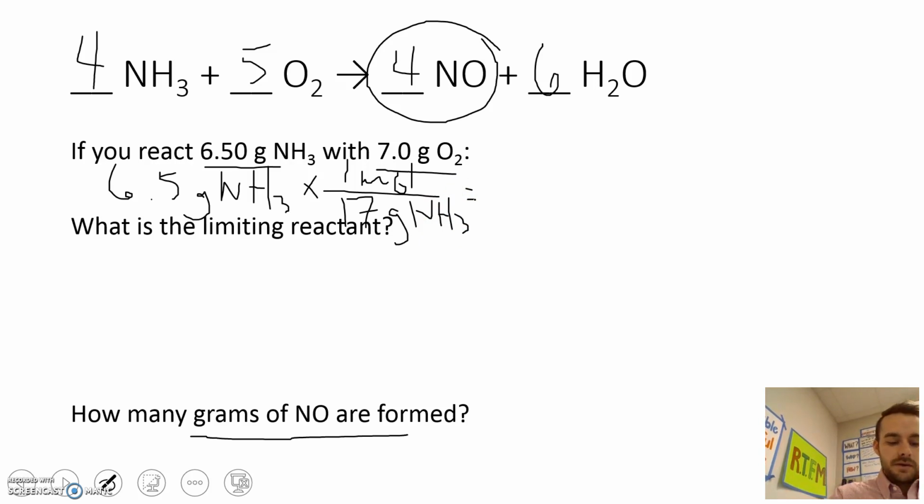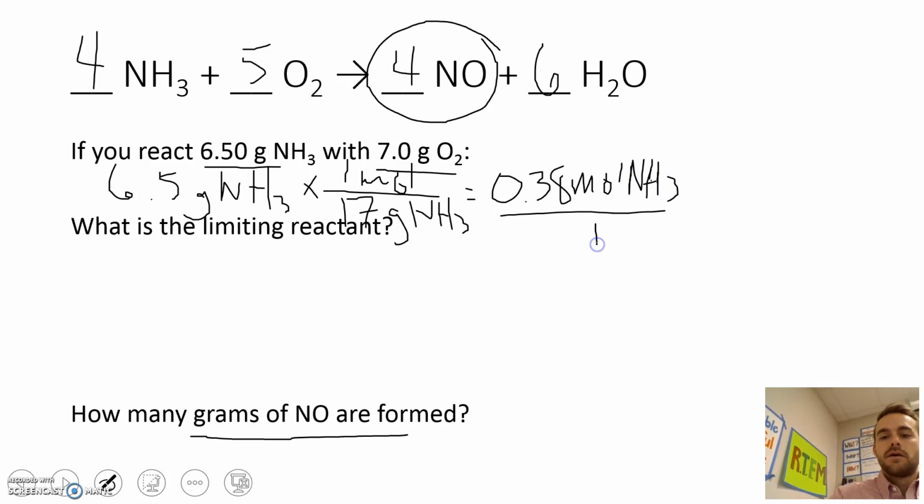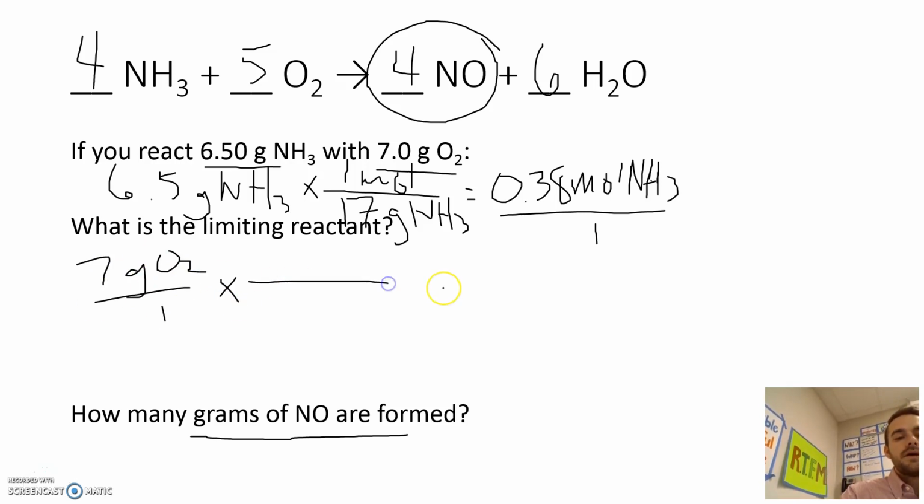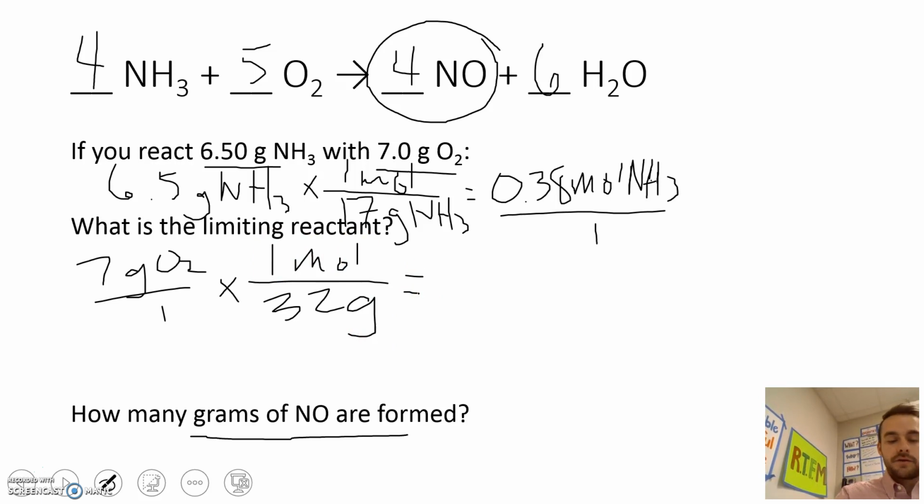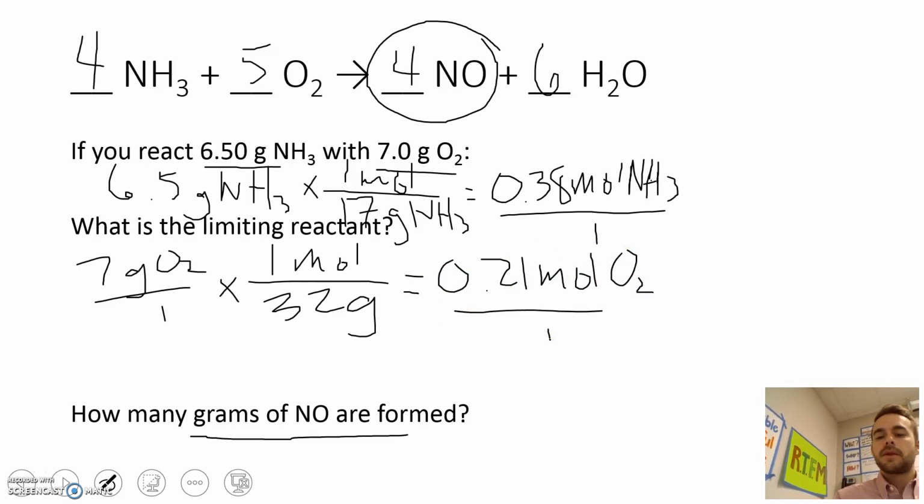And that's going to equal 0.38 mole of NH3. And then we'll take my 7 grams of O2, put that over 1, and I'm going to divide by its molar mass for O2, which is 32, for every 1 mole. And 7 over 32 is going to give me 0.21 mole of O2.